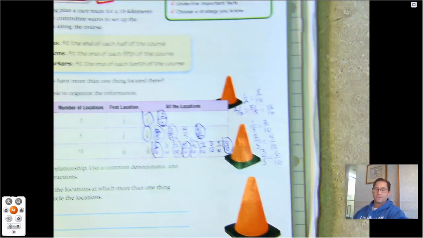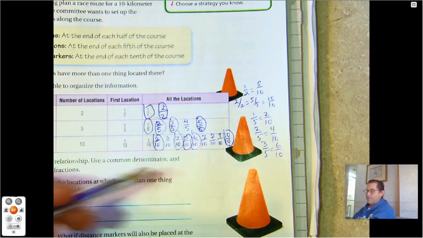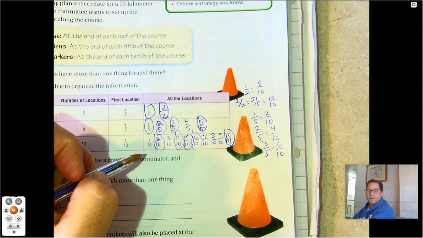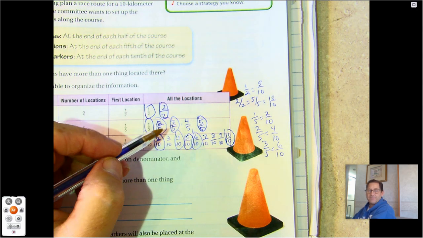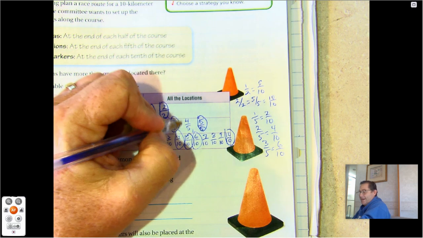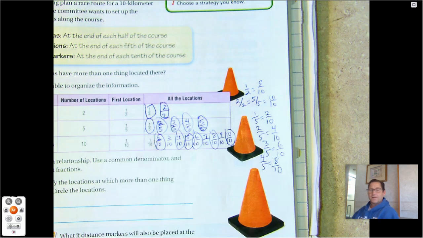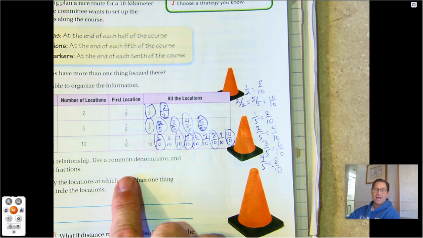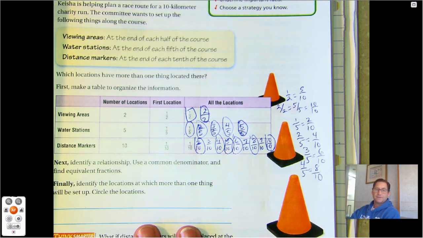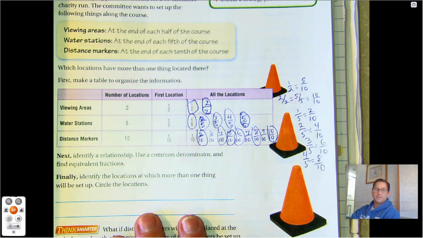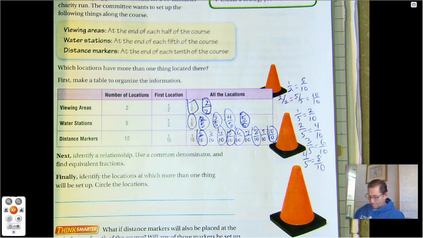What happens if I multiply 4/5 by 2? 4 times 2 is 8. 5 times 2 is 10. So I would get 8/10. All right. So we've used them all. The only ones where you're not going to have something is at 1/10 and 3/10 and 7/10 and 9/10.